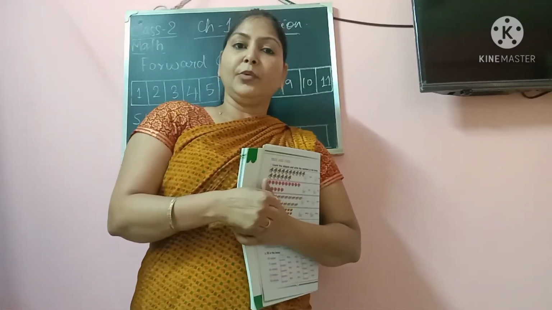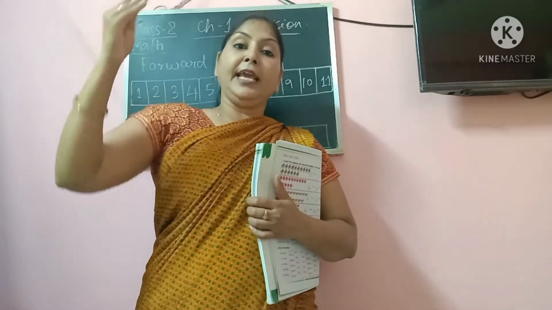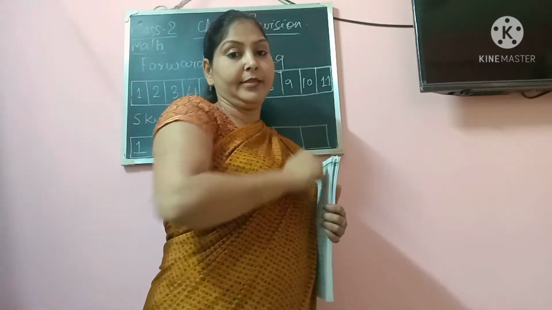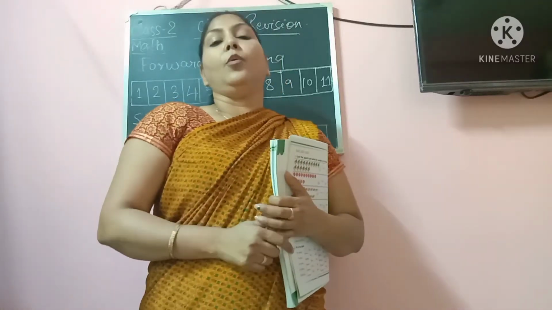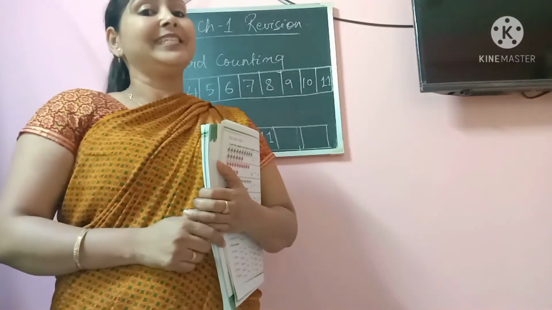And what is backward counting? You will count from 10: 10, 9, 8, 7, 6, 5, 4, 3, 2, 1. This is called backward counting. Okay, understood? Now, let's talk about skip counting.